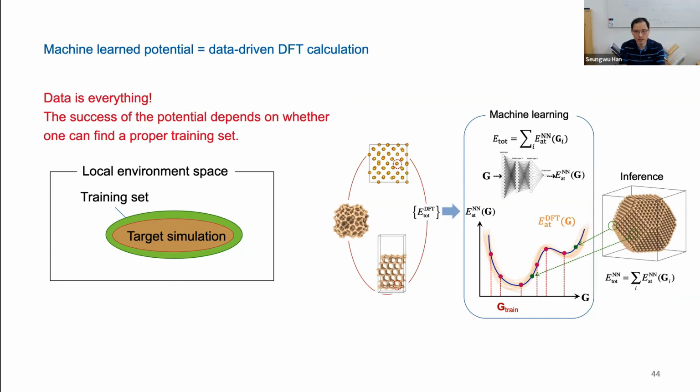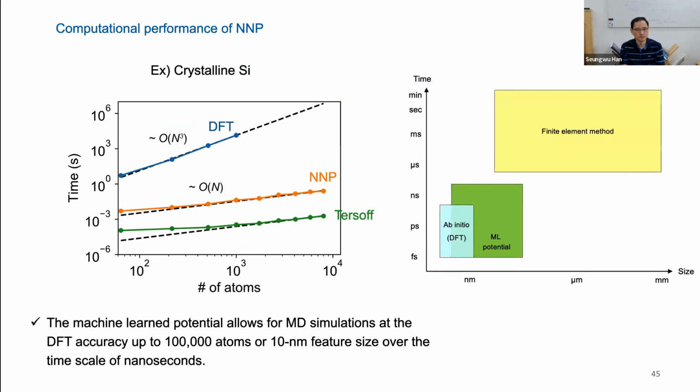So this is one of the key points in developing the machine learning potential. But here, you do not need the huge expertise like in developing the classical potential, but just maybe the physical or the chemical intuition in your material system, then it is enough to make the training set.